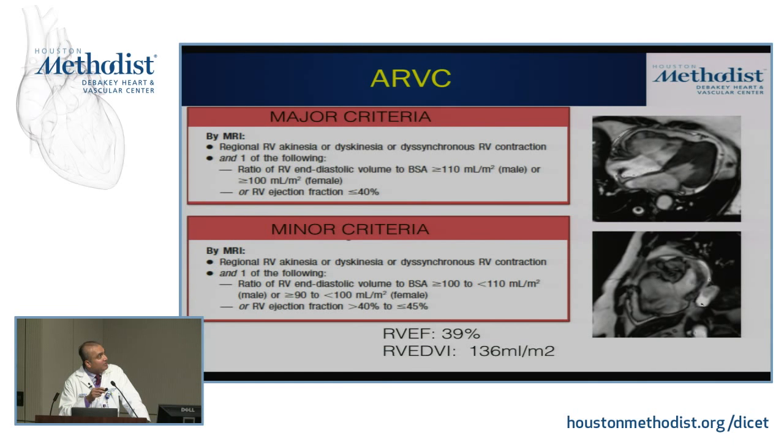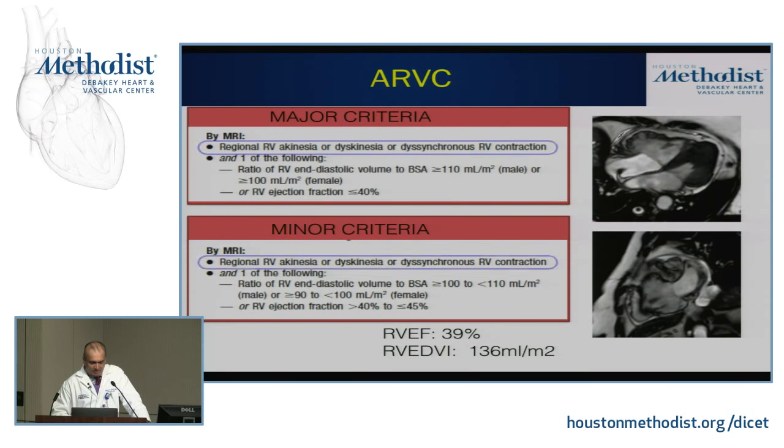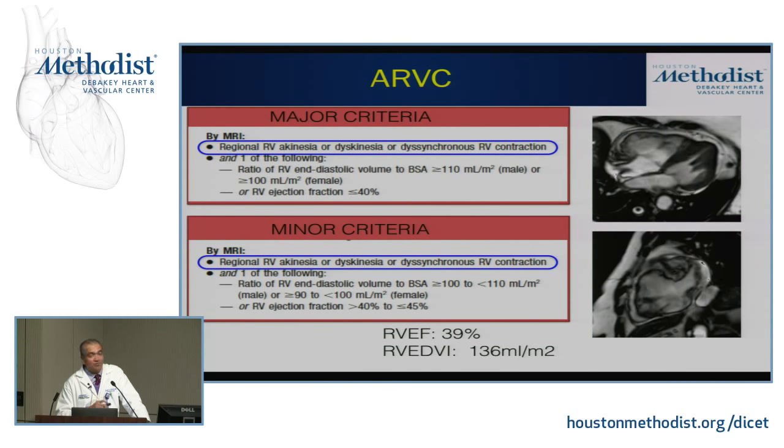And it's basically defined as either major criteria or minor criteria. And in fact, this really doesn't require a lot of memorization. It's fairly straightforward. And the first thing is you've got to have some type of abnormal wall motion. So whether you're talking about a major or minor criteria, it starts with regional RV akinesis, dyskinesis, or desynchronous contraction. So if you have completely normal contractility, then it doesn't matter what these other parameters are, which really basically involve size of the ventricle and ejection fraction of the right ventricle.